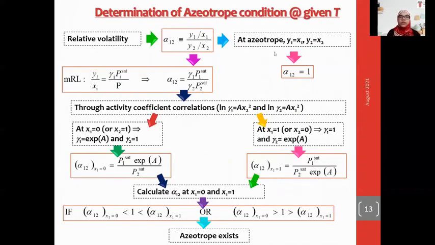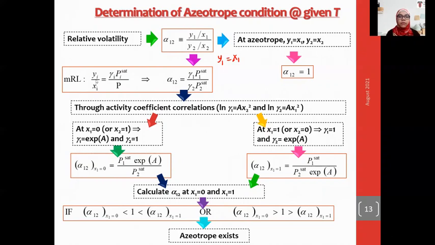Okay, next topic is determination of azeotrope condition at given temperature. In determining whether the azeotrope exists or not, we use the relative volatility alpha 1,2, that means component 1 to component 2, we have y1 over x1 equal to alpha, because we know that for the azeotrope y1 equals x1. So we can use this correlation to obtain this.